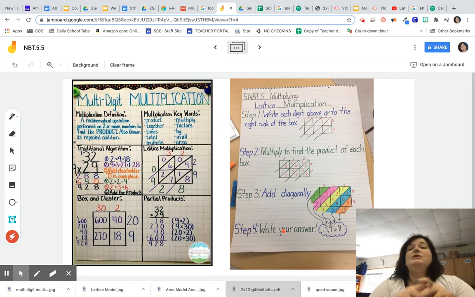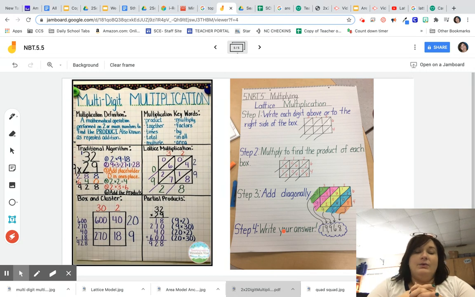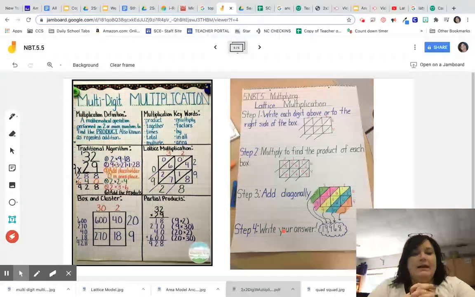So I'm going to share a video by Khan Academy working out a problem with lattice model, and we're going to be practicing this in Zoom on Monday, this coming Monday.